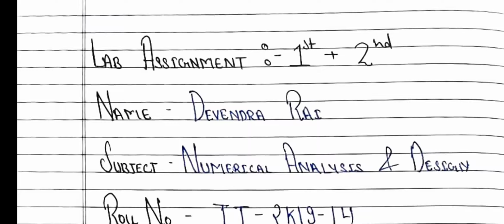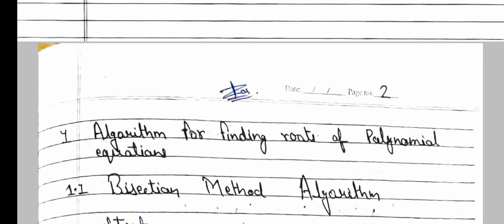Today I'm going to discuss my lab assignment, that is lab assignment 1 and lab assignment 2 of numerical analysis and design. In this series of videos, I'm going to discuss the algorithm, flowchart, and program of various methods. In this video, I am going to discuss the algorithm, flowchart, and C program of the bisection method.